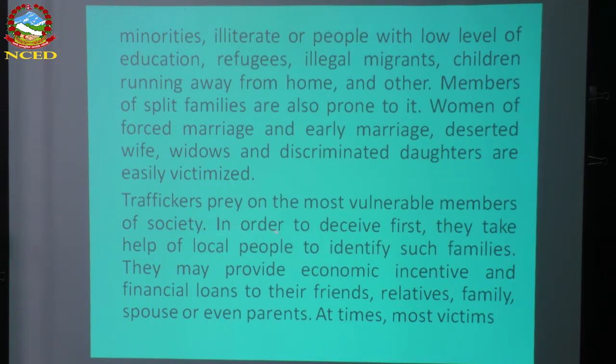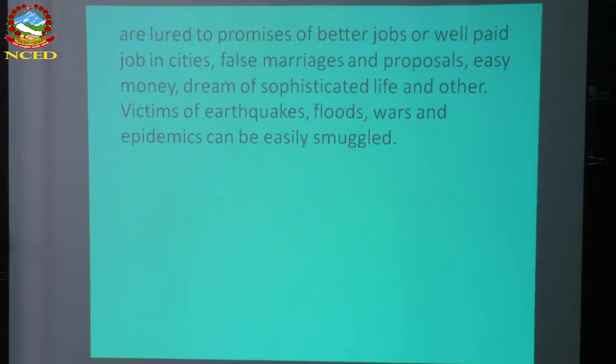Like, in order to deceive, first what they do, they take help of local people to identify such families. They may provide economic incentive and financial loan. Means they provide money to their friends, relatives, family, spouse, or even parents. At times, most victims are lured by promises of better jobs, well-paid jobs in cities. Means that is the luring way of false marriages and proposals. Means these things are given. Now let's get focused on these questions.